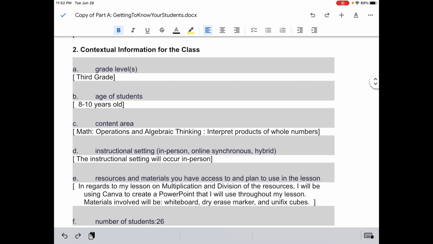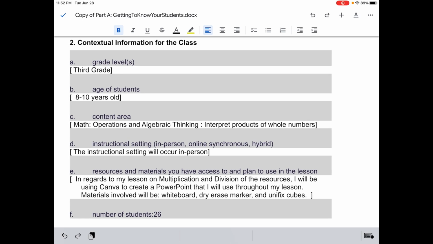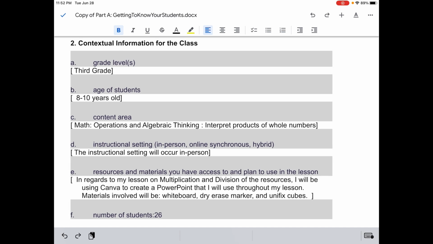Because whenever students are very, very passionate about something and we incorporate it into our lesson, they're going to be very engaged. So that's what they want to see. So then if we move on to contextual information about the class, this is very simple.